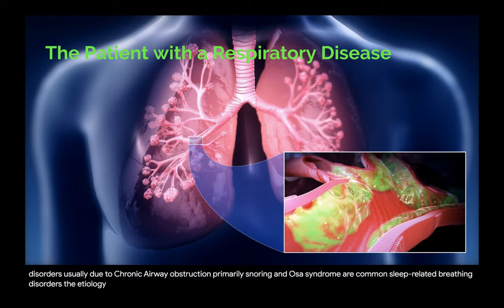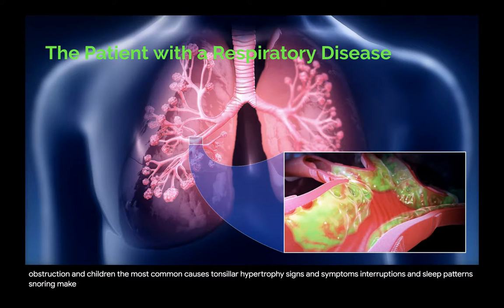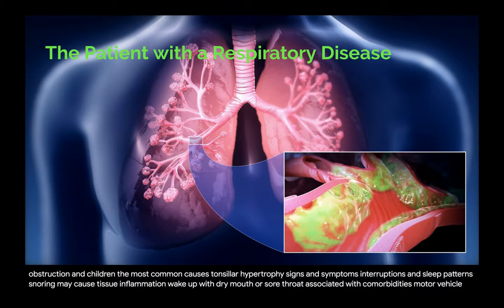The etiology: repetitive narrowing and closure of the upper respiratory airway during sleep, pharyngeal airway obstruction. In children, the most common cause is tonsillar hypertrophy. Signs and symptoms: interruptions in sleep patterns. Snoring may cause tissue inflammation. Wake up with dry mouth or sore throat, associated with comorbidities, motor vehicle accidents, and occupational exposures.